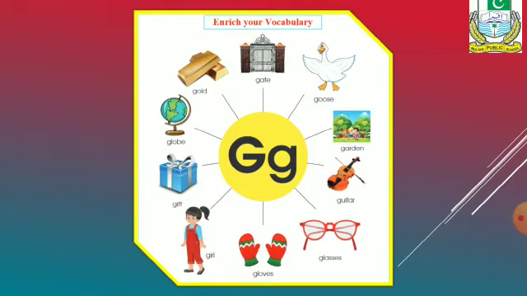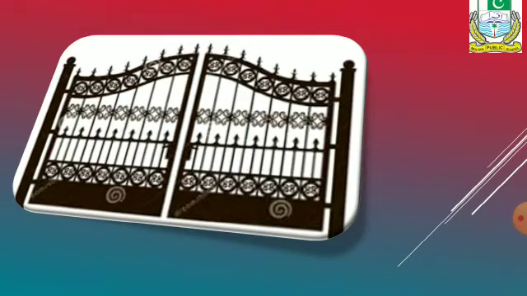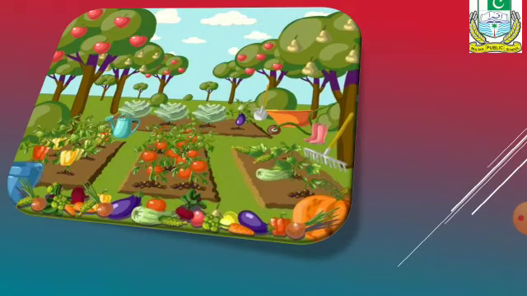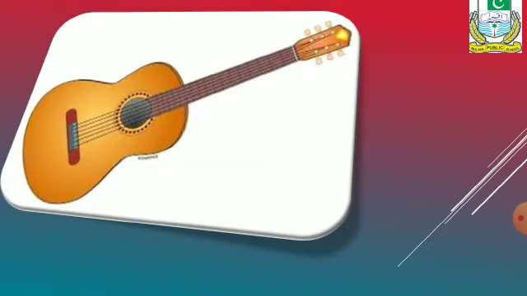Okay, little learners, now we are going to read all this vocabulary beginning with sound G individually. Let's start. Gate. G, gate. G, goose. Goose is a bird. It's similar to duck, but it's not duck, it's goose. G, garden. Beautiful garden over here. Do you like it? I love it.